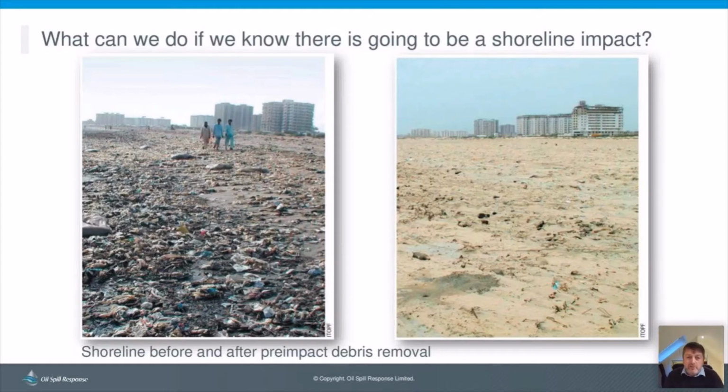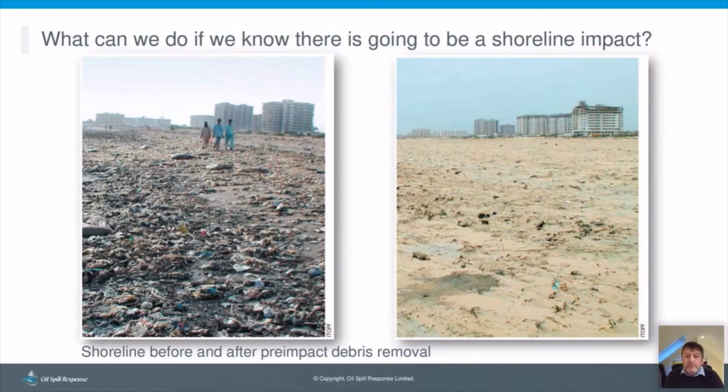I'll mention waste again later on, but waste can be a massive subject throughout a shoreline response, so it needs to be thought about early. If we can minimise that waste impact, that makes life easier for us further down the line. So removing any debris that could get oiled, or seaweed, and putting it either above the high water line or removing it completely if that's suitable for disposal, makes it easier to respond to that shoreline when the oil does arrive.